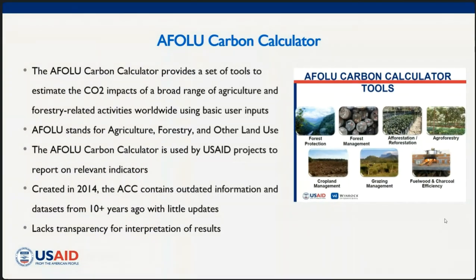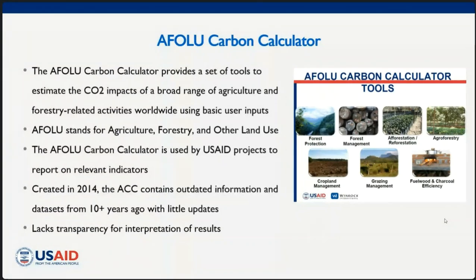So that is shown in the image on the right, where we have the different categories that fall under this tool. In this case, forest protection and forest management, those going hand in hand. We also have afforestation or reforestation, so the planting of trees and growth of those trees. Agroforestry, so creating intercropped systems, or there are many different modes of that. Cropland management and grazing management. Also, monitoring pastoral lifestyles. And then lastly, fuel, wood, and charcoal efficiency.